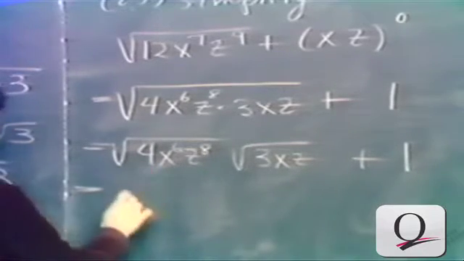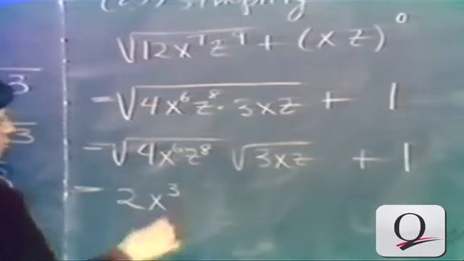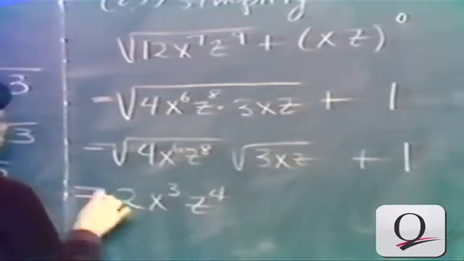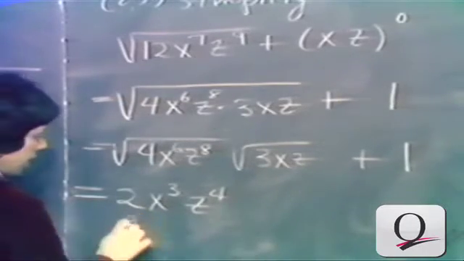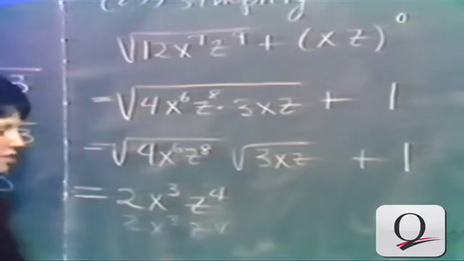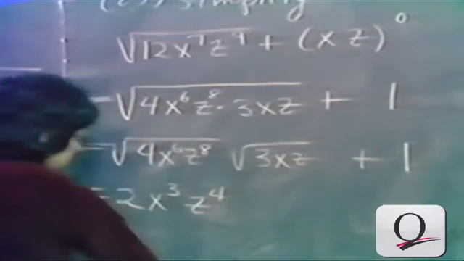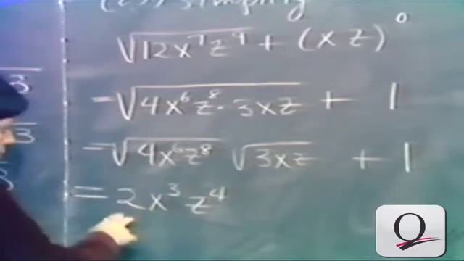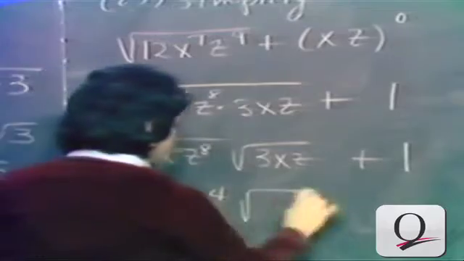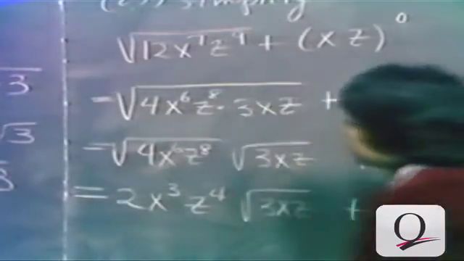Now, the square root of 4 is 2. The square root of x to the 6th is x cubed. The square root of z to the 8th is z to the 4th. The check, of course, is that if you were to multiply this by itself, you would get 4x to the 6th, z to the 8th. I took the square root of 4, and then I halved the powers. The square root of 3xz plus 1.